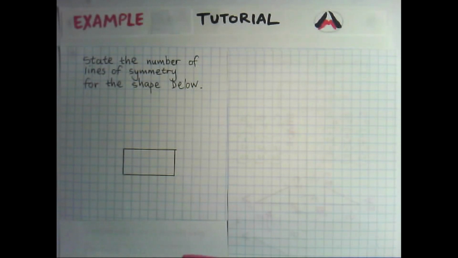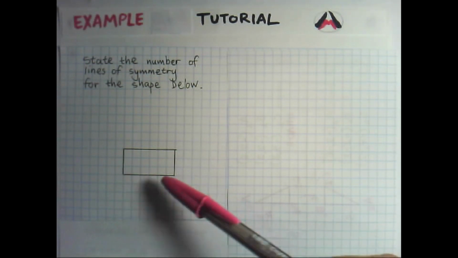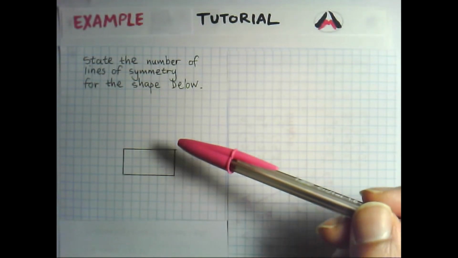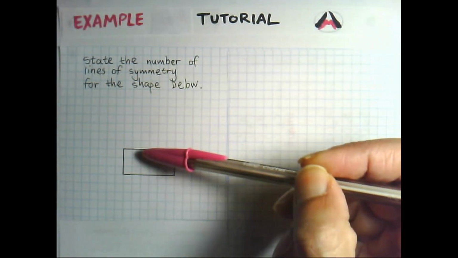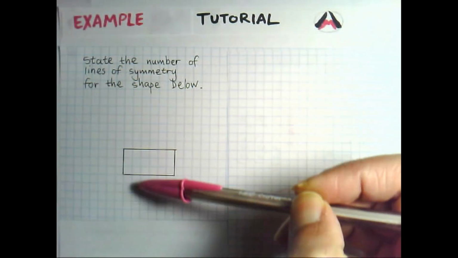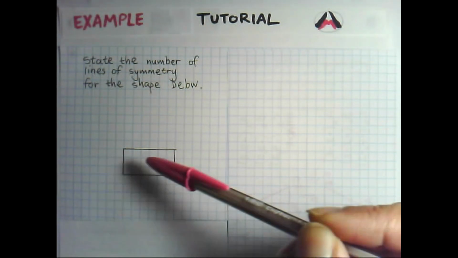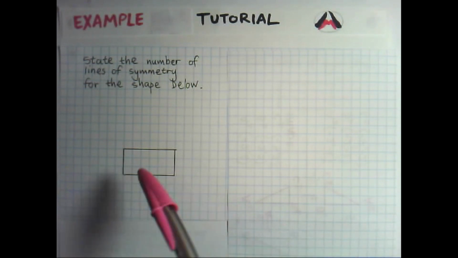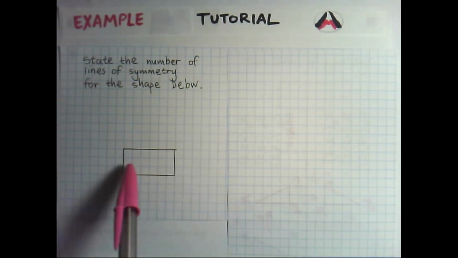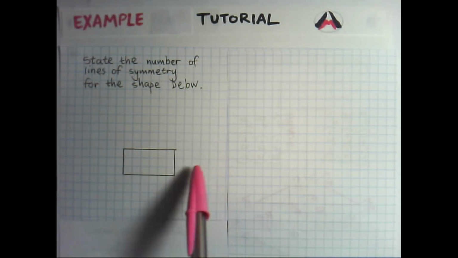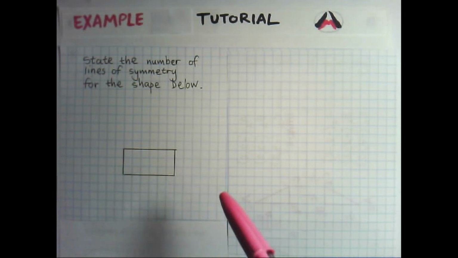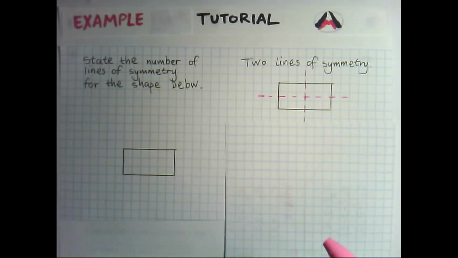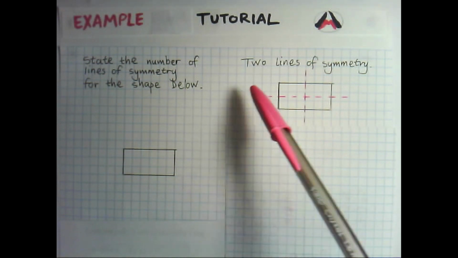When thinking about the lines of symmetry for this rectangle, we can see that the first obvious line of symmetry would be a line of symmetry straight down the middle, essentially cutting the shape in half. So that's a vertical line of symmetry, and similarly we could have a horizontal line of symmetry which slices the rectangle in half. So we can see that the solution for the question is that there are two lines of symmetry.